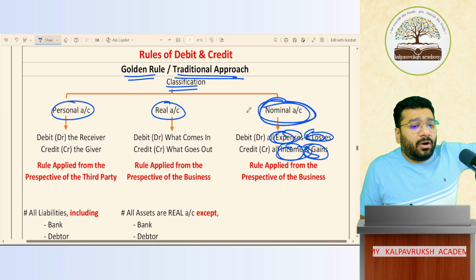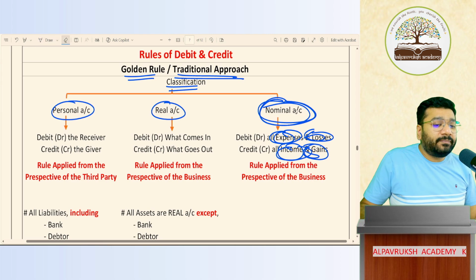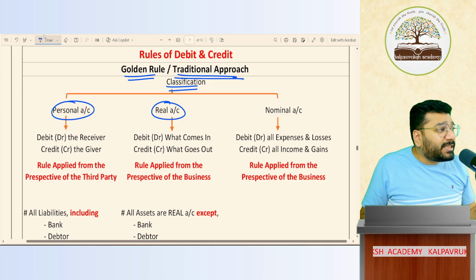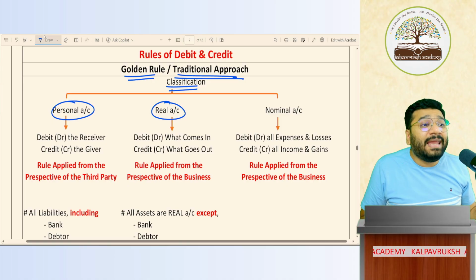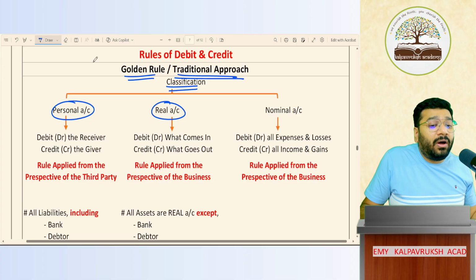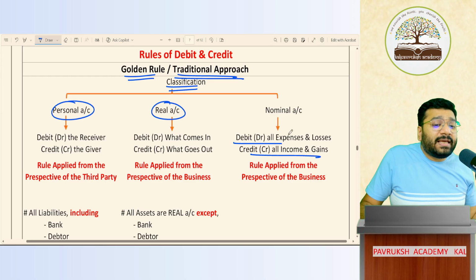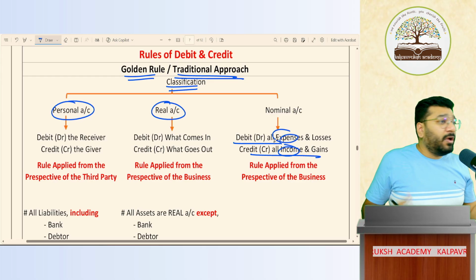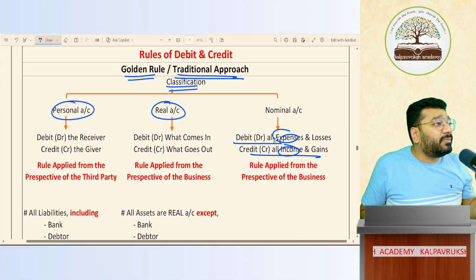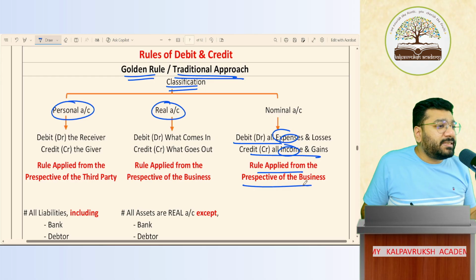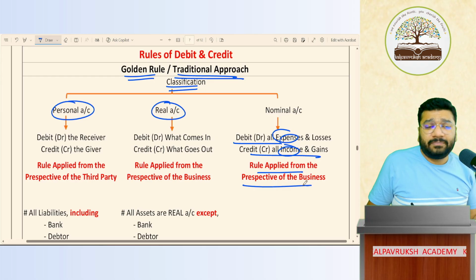If you go to the nominal account, what is the rule here? If you are expense and loss, debit yourself. If you are income and gain, credit yourself. So debit all expenses and losses, credit all income and gains. Now this expense and income is from whose point of view? From the business point of view. So this rule is applied from the perspective of business.